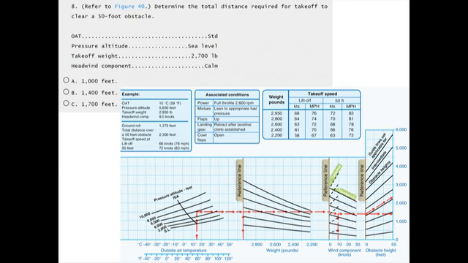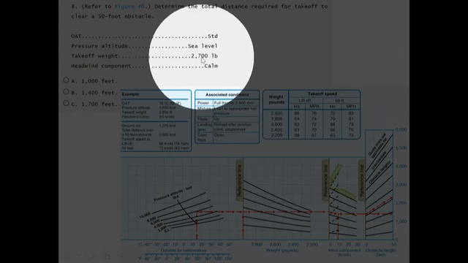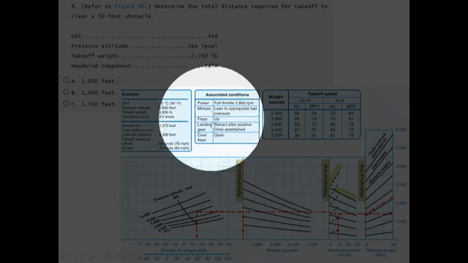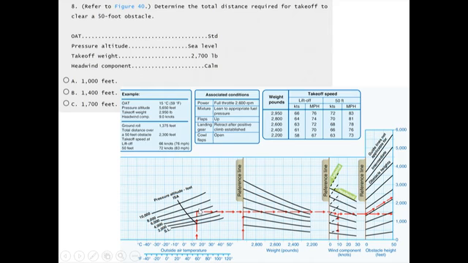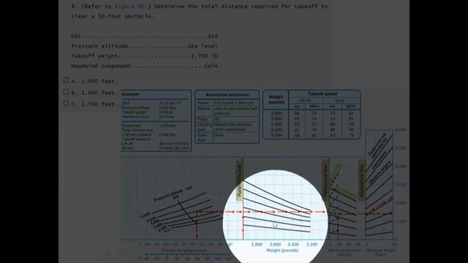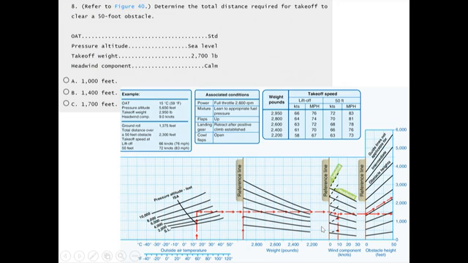Here's an FAA question, actually. Determine the total distance required for takeoff to clear a 50-foot obstacle. Standard temperature, sea level. So actually, this is testing you. This is pretty advanced, right? They're saying it's the standard temperature at sea level, so you have to know that it's 15 degrees. We only weigh 2,700 pounds, so we're going to have to ride down this curve a little bit. And the wind's calm, so we're not going to get any boost from the wind.